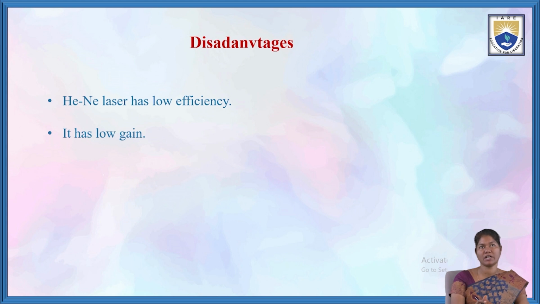Coming to the disadvantages, helium neon laser has a low efficiency, but it has increased efficiency when compared to the ruby laser. As in the case of ruby laser, it is a pulsed laser, but here it is a continuous laser, and we are getting increased efficiency. It has low gain.